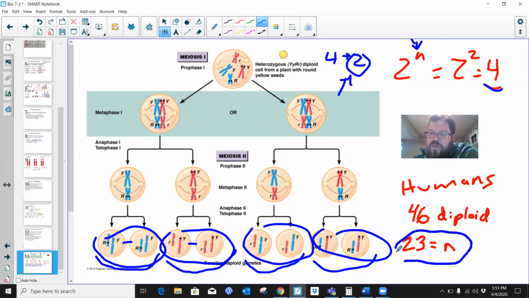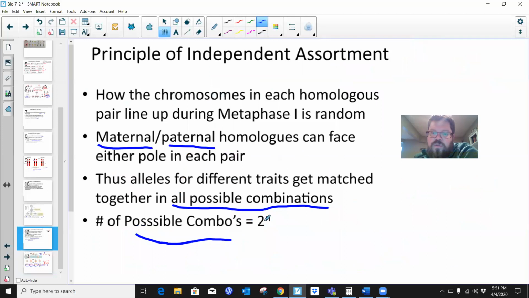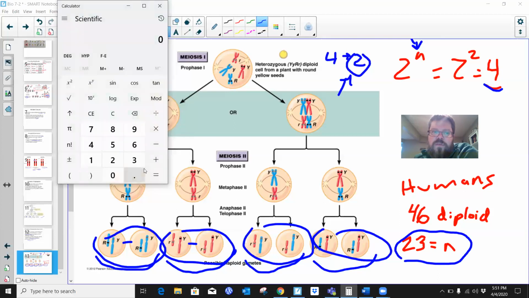So what's the significance of that? So 2 to the 23rd power. What's 2 to the 23rd power? Let's bring up my calculator here. It's kind of cool. 2 to the 23rd power. Okay, so what does that look like? That's almost 8.4 million different combinations that can result in the production of human sex cells.